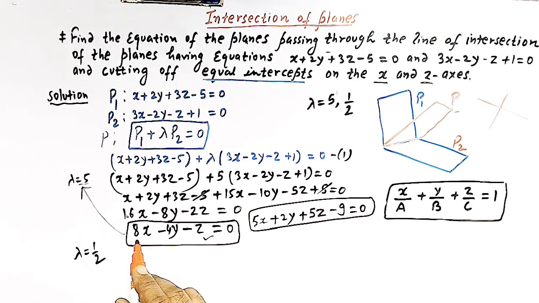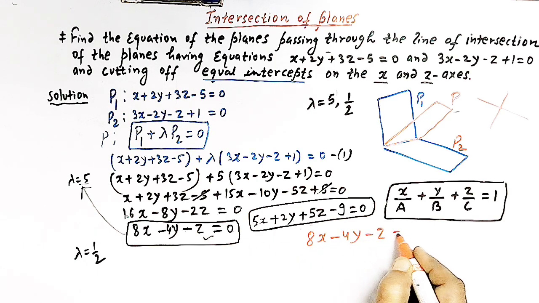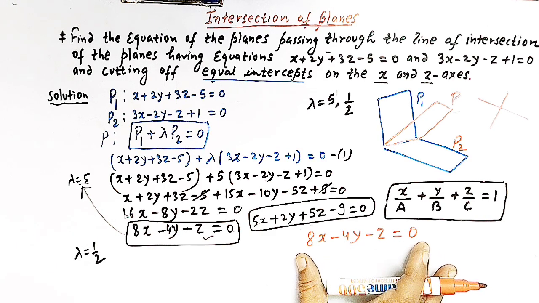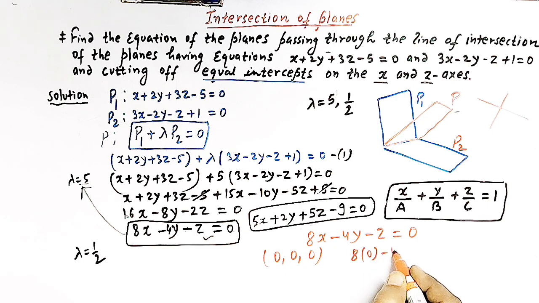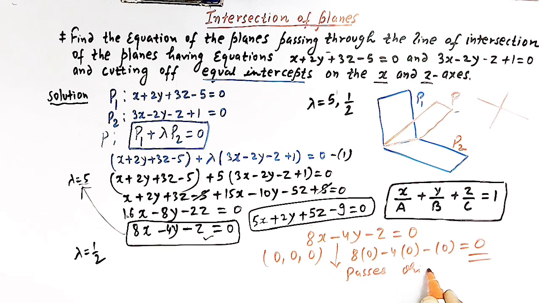So now let us look at this plane. So here we have 8x minus 4y minus z is equal to 0, right? So now if we closely observe this equation of the plane, then we can see that this plane passes through the origin, right? That is 0 comma 0 comma 0, because the coordinates of the origin satisfy this equation, because here we have 8 times 0, 4 times 0 minus 0 is equal to 0, right? So this plane passes through the origin, right?